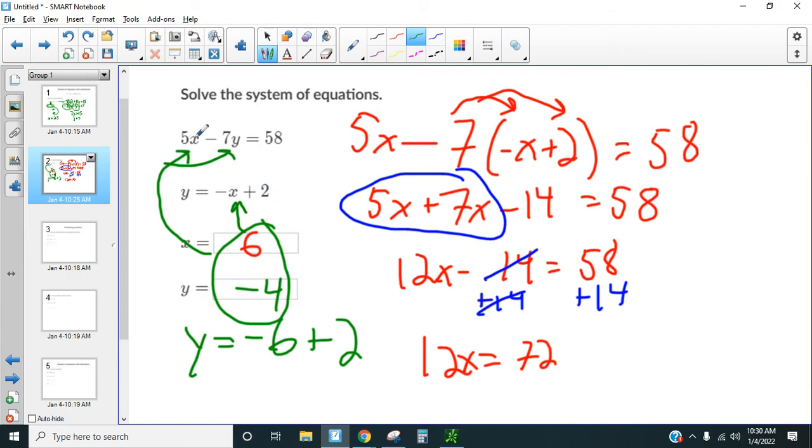I'm going to do that real quick. 5 times x, which is 6, minus 7 times negative 4. So that's 30 plus 28. Guess what? It matches the other side. So that way you know you're right.